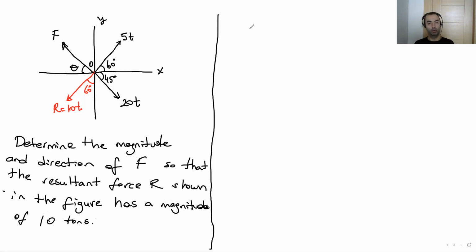Again, we have a force system. We have 3 forces, and if you combine these 3 forces, we are going to get this R. As you can see, the direction and the angles here. But the question here is, what's the magnitude of one component, F, and what's the direction? That means, what's the angle of this F? The question asks theta. What is F? What is theta?